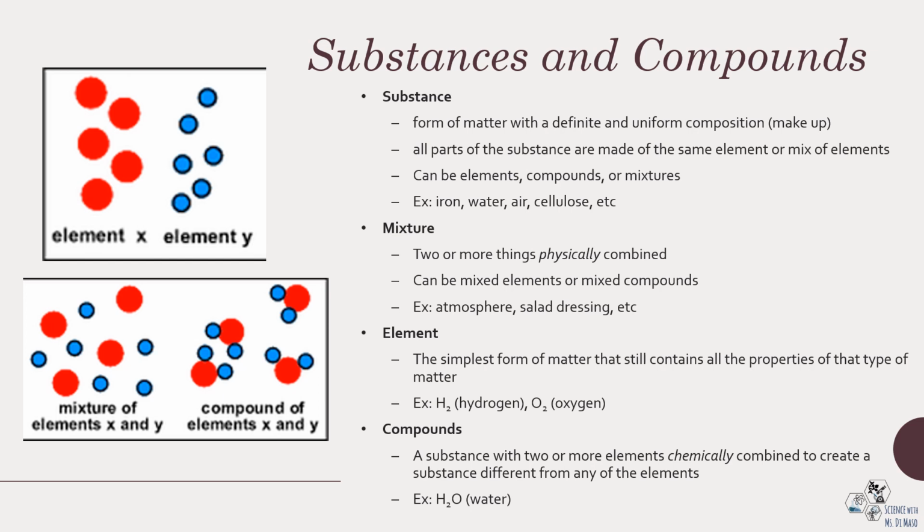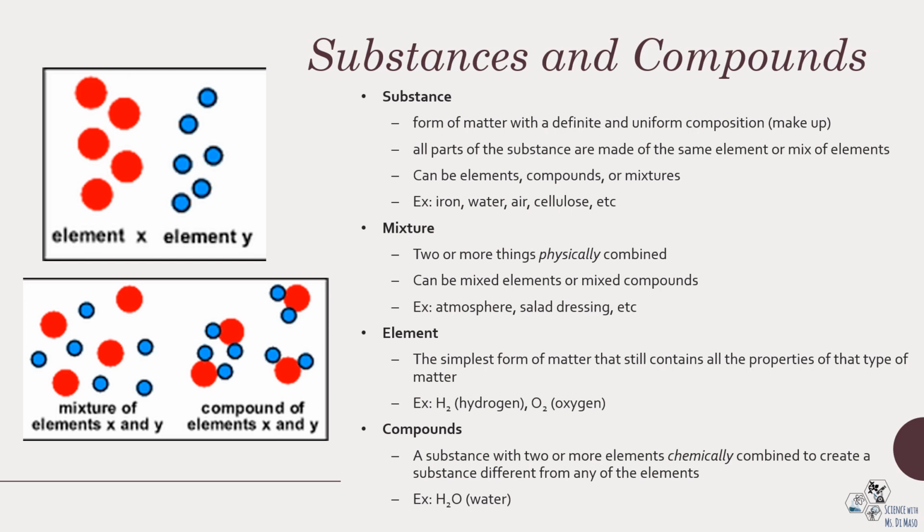A compound is a substance with two or more elements that have been chemically combined. So they are actually interacting on a chemical level, and they're creating a whole new substance that's completely different from what they came from. So, for example, I can take hydrogen and I can take oxygen, which are both gases at room temperature, and I can chemically combine them to make H2O, or water, and that's a liquid at room temperature. It created a whole new substance from those two.